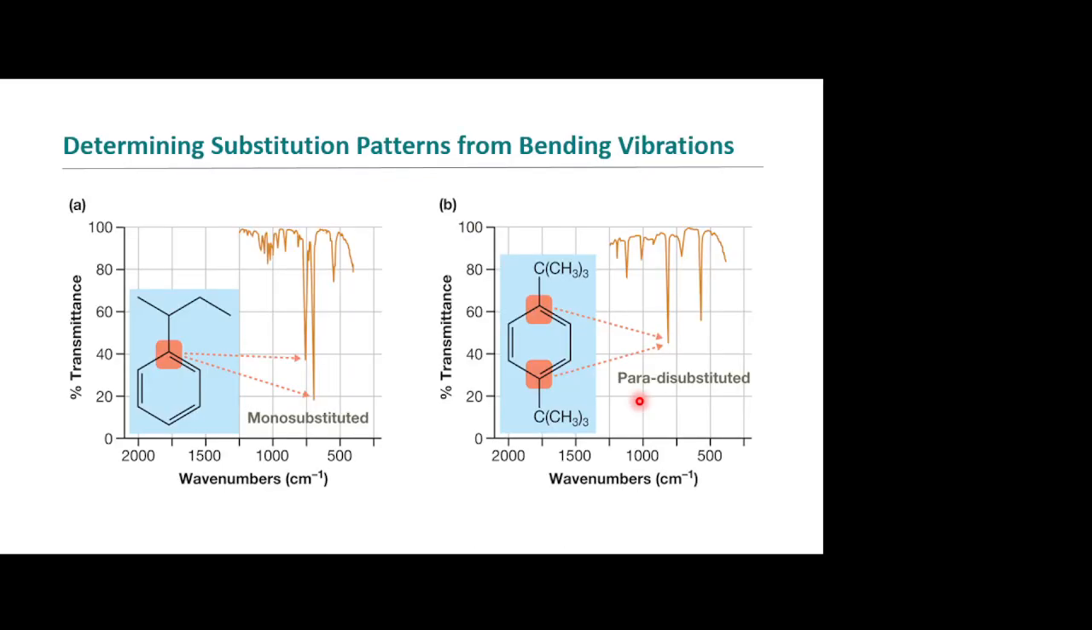Yeah. So this right here is another example. Let's look at the substitution patterns from our bending vibrations. Here we have the aromatic ring again. This one is mono substituted, and so you actually see the set of bands right here.